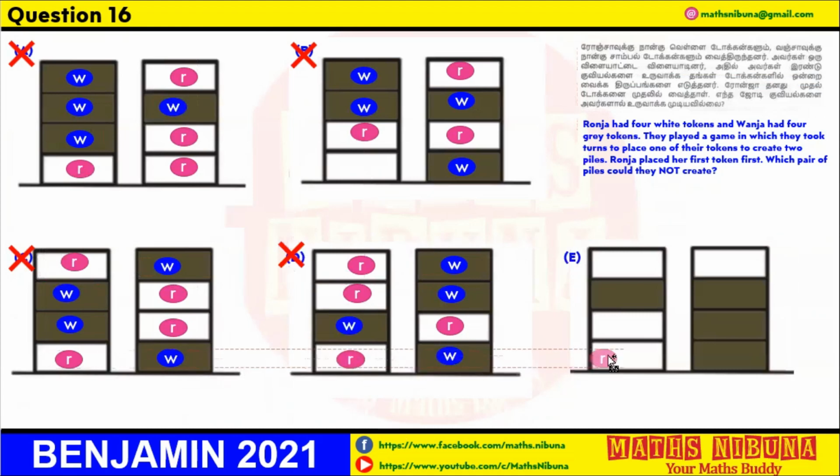Now look at the last one. Maybe this is the answer. Let's say Ronja puts here. And then Wanja can put here because it is gray. The next one can be here or here. So Ronja puts here and Wanja puts here. Next, Ronja must put a white color, but this is gray and this is also gray. So there is nowhere Ronja can put. That means this pair of piles cannot be created using these rules. So the answer is E.